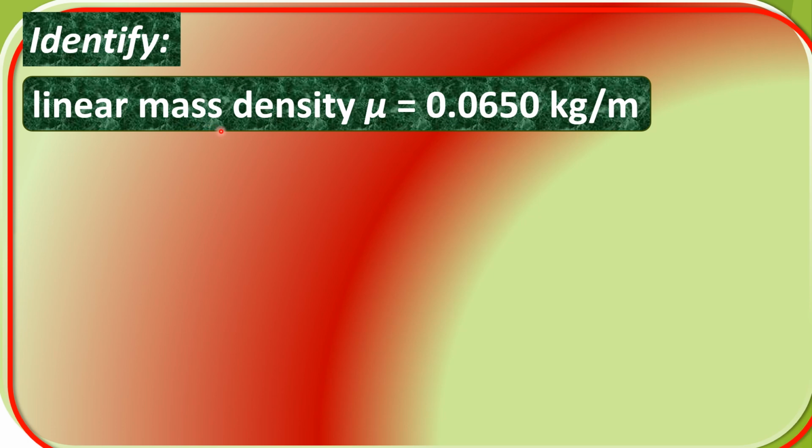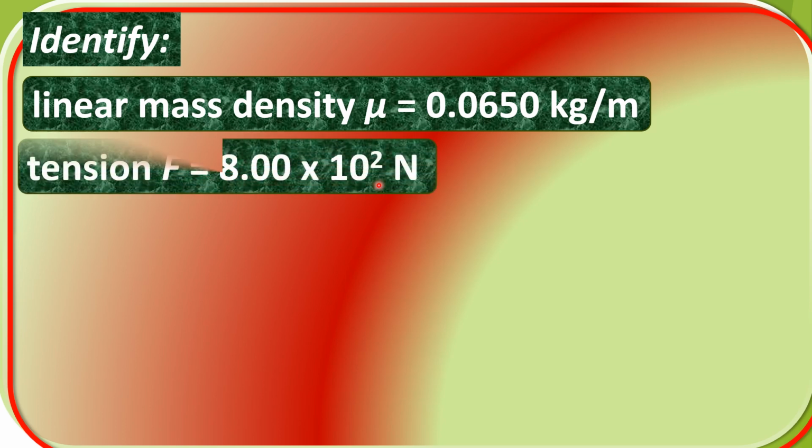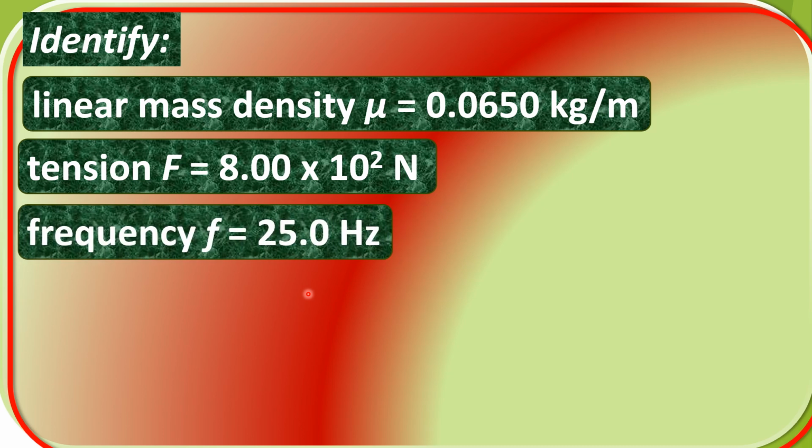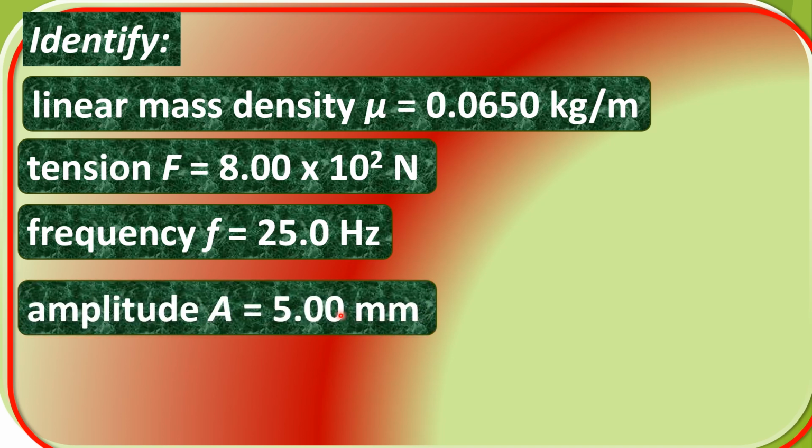We are given the linear mass density of the rope, mu equals 0.0650 kilogram per meter. And the tension force F on the rope is equal to 8.00 times 10 to the second power Newton. And we are also given the frequency f of the transverse wave, 25.0 Hertz, and the amplitude of the wave, capital A, equals 5.00 millimeters.